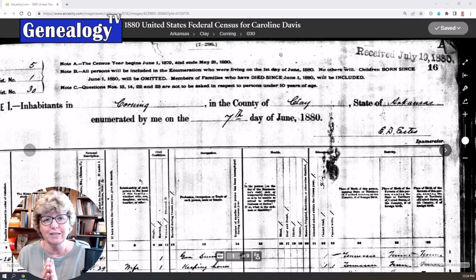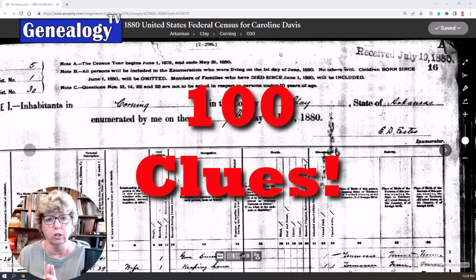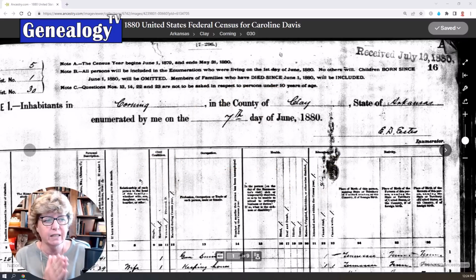In all, here's the big reveal. In all, I found 100 clues in this record. And so I hope you found the same. But that's how many I found.